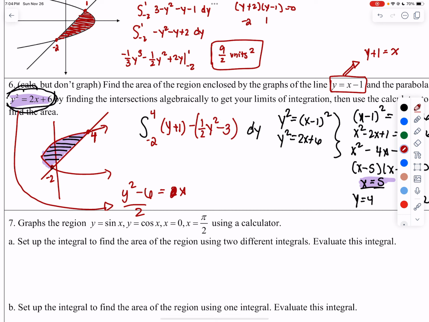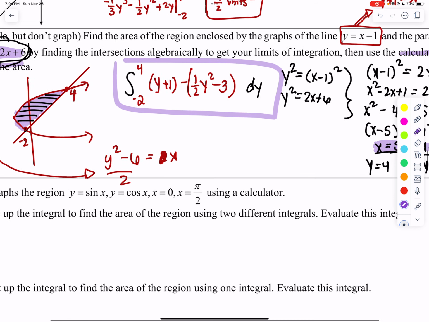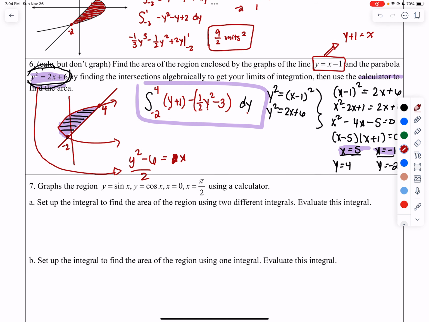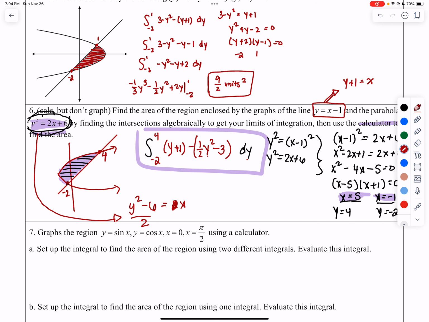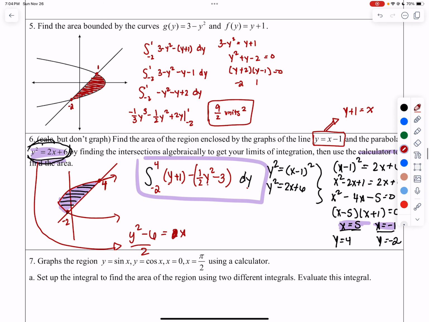Honestly, for this one right here, I feel like you could do this on your own without a calculator. But since it says use a calculator to find the area, just put this into the calculator and see what you get. Obviously, you can't really do y, so change your y's into x's on your TI-84. And then call it a day to find the area there. All right, that's basically it in terms of 5 and 6.